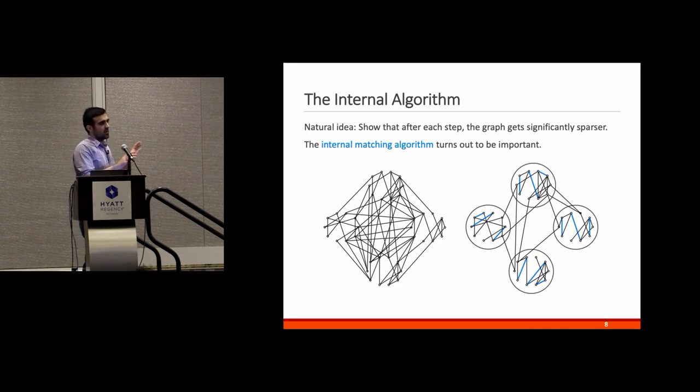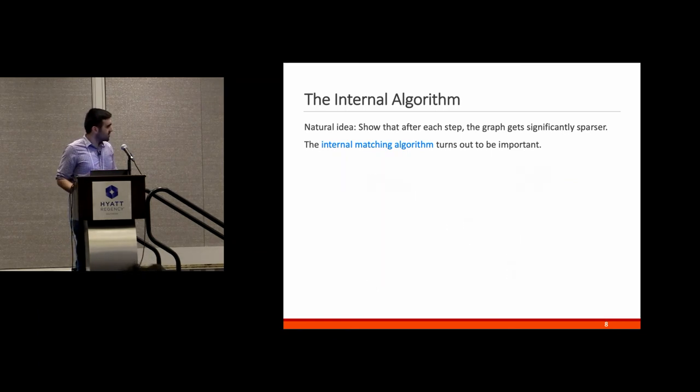So even though these are sequential algorithms run on a graph where you have access to all of its edges, it's important how you match these vertices in order to be able to argue that the remaining degree in the graph drops significantly. And in fact, this is how the previous works differ. Most of them use this vertex partitioning idea, at least all of them in this linear memory regime use the vertex partitioning idea, but the algorithms they run on these induced subgraphs are different.